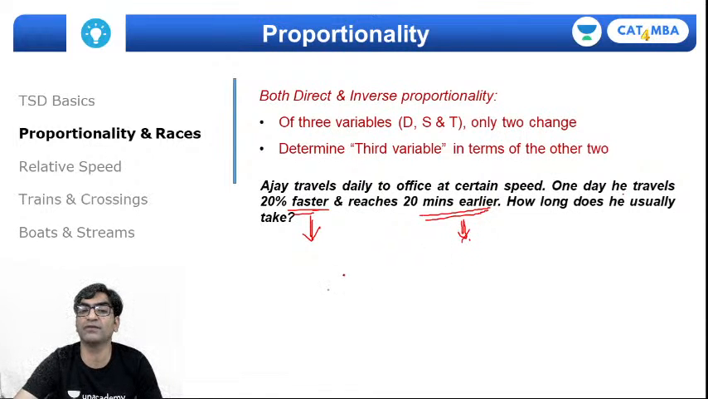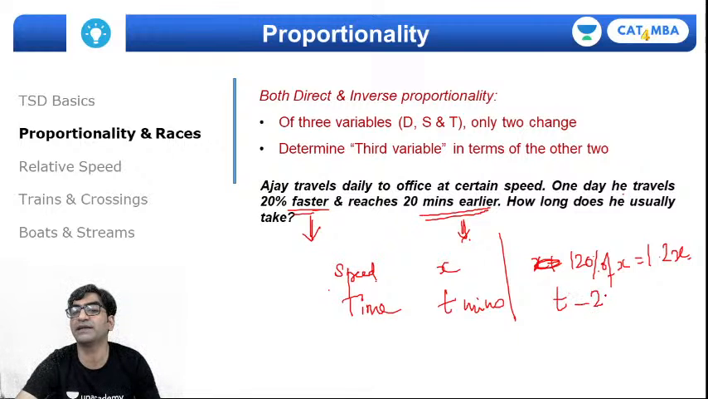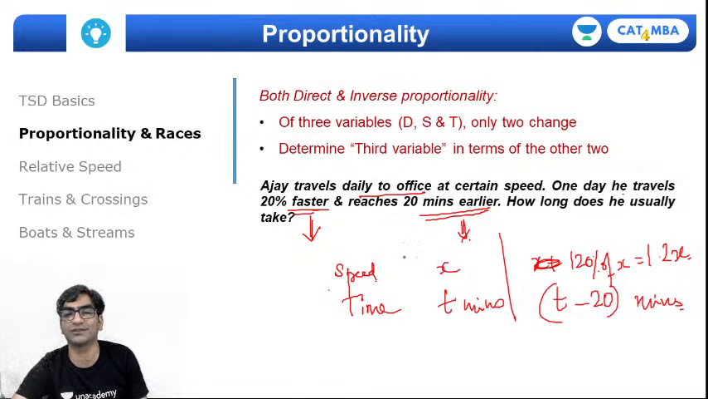So let's talk about the variables. Speed: what happens to speed? If originally my speed was x, today Ajay's speed is x plus, in fact, 20% faster means it's 120% of x, right? Or 1.2x, right? What about time? Well, if usual time is t minutes, then today time taken is t minus 20 minutes, okay? And this is the time he takes to travel to office, right? Which means distance is the same.